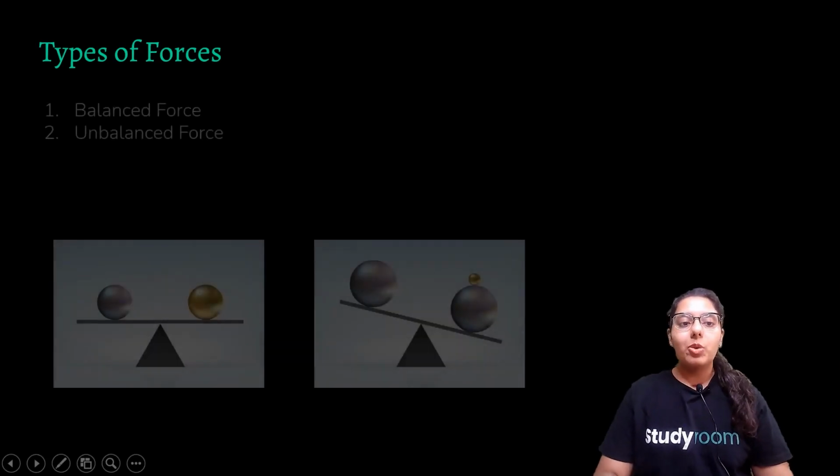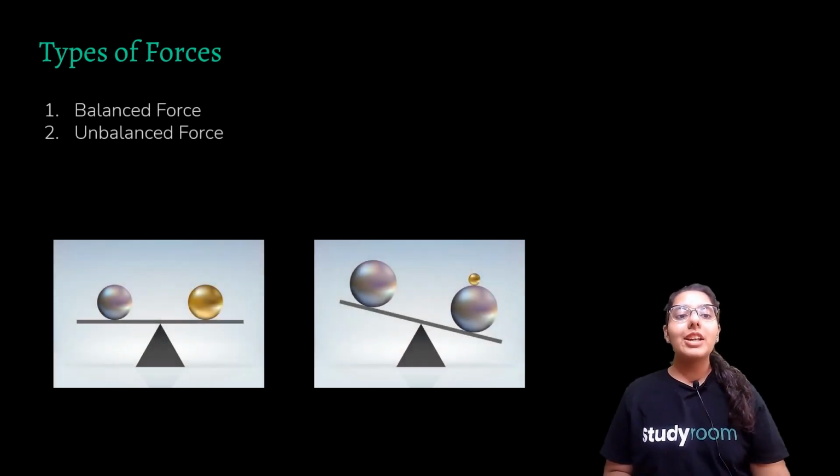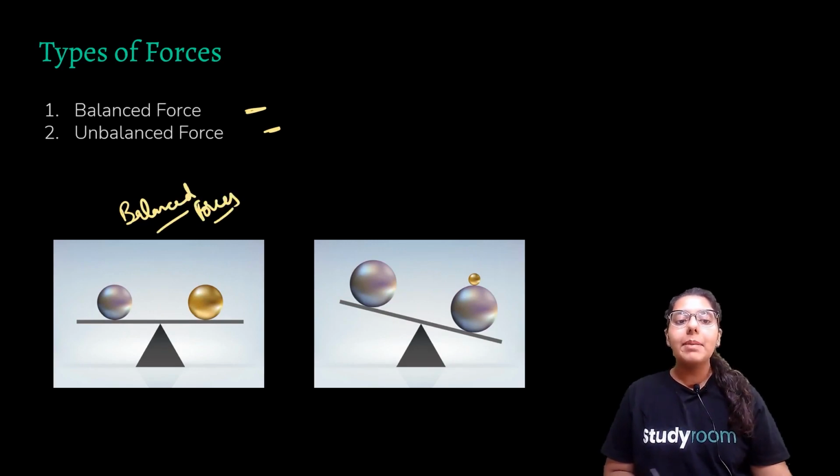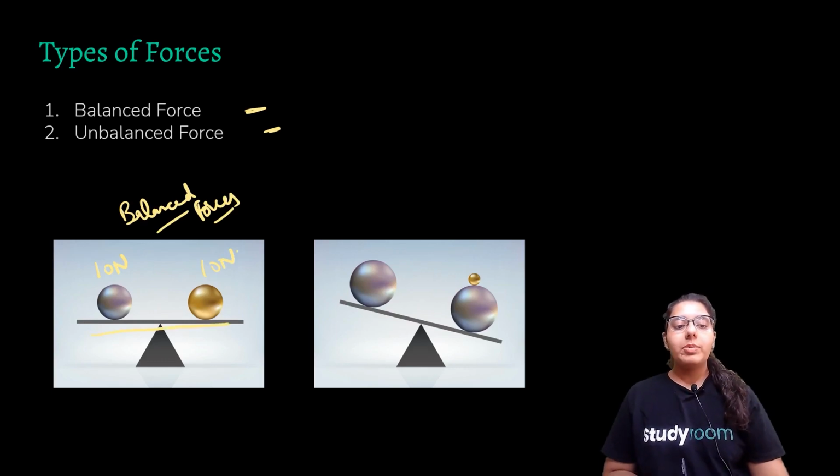So types of forces. We need to study two kinds of forces, balanced forces and unbalanced forces. So what are balanced forces? As the name suggests, forces which are balanced, right? For example, if 10 Newton is kept here and 10 Newton is kept here on a weighing balance, then what will be the position? It will be linear, it will be a straight line, right?